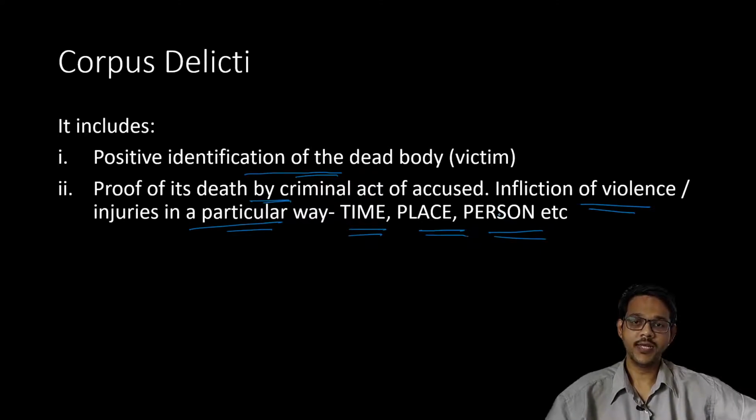Corpus delicti includes identifying the dead body or victim, then identifying the part which tells that a certain criminal act has been done. So there may be some injuries, like a stab wound with a knife present, or a gunshot wound. That tells that some offense was committed on that body. After corpus delicti is done, only then can the accused person be convicted for that crime.